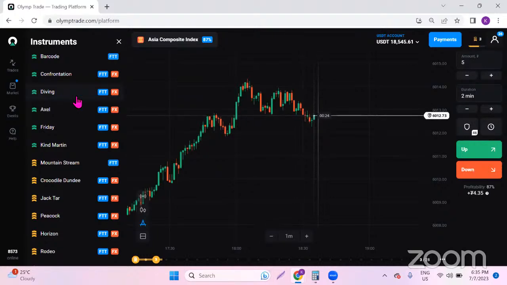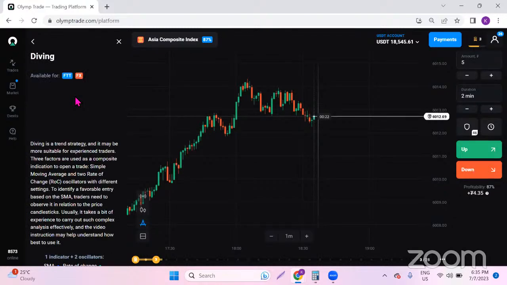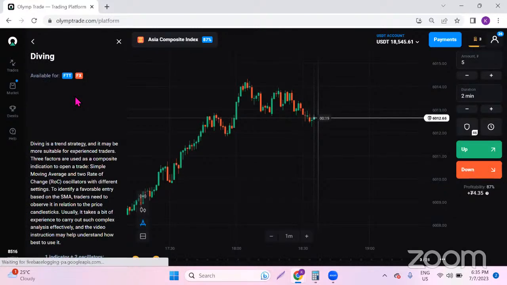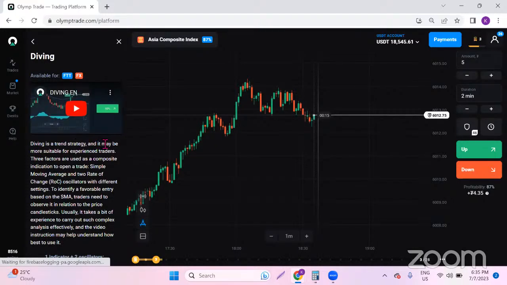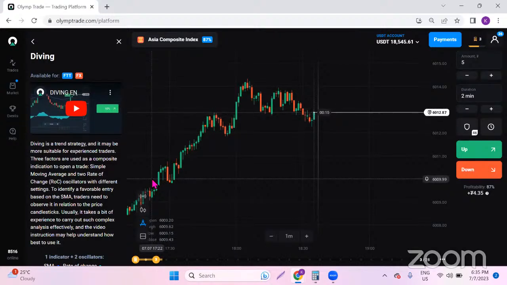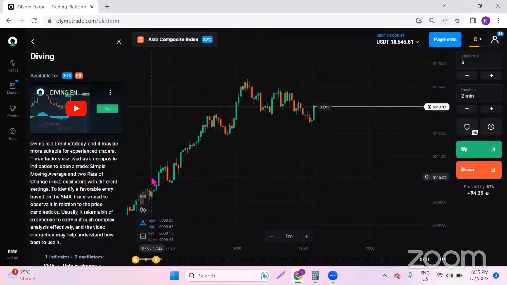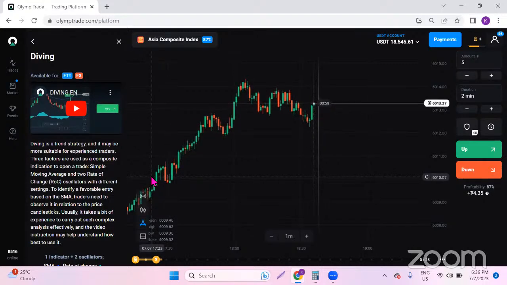When you click on this strategy, we have a short description of how this strategy works. So let's go through the description. Diving is a trend strategy, and it may be more suitable for experienced traders. So yes, you need some experience while using this strategy. There are three factors that are used as a composite indication to open a trade. The first factor is the simple moving average, SMA, and there are two ROCs, two rate of change oscillators, with different settings. Both of the ROCs have different settings.